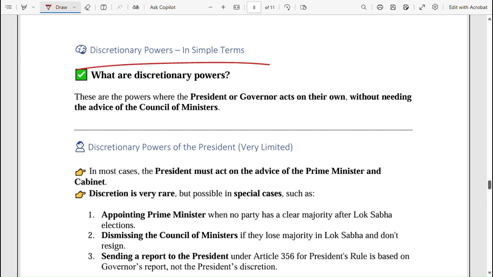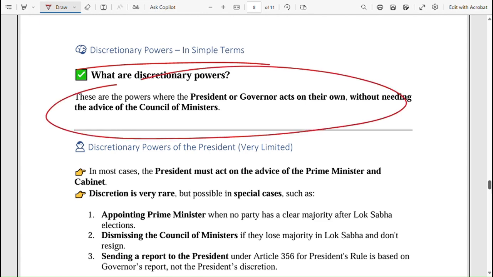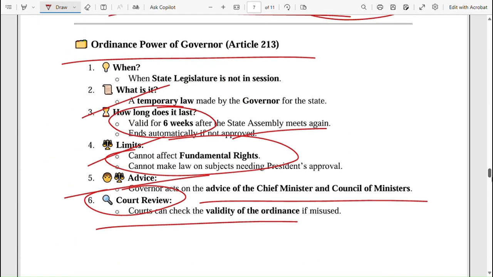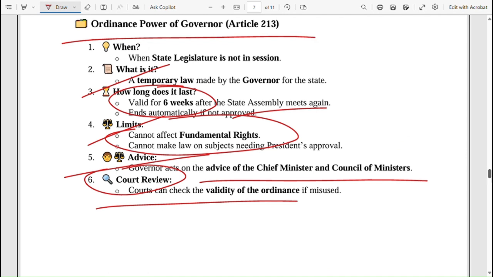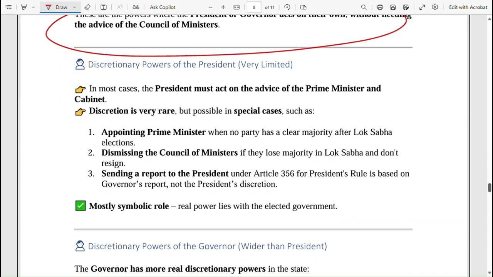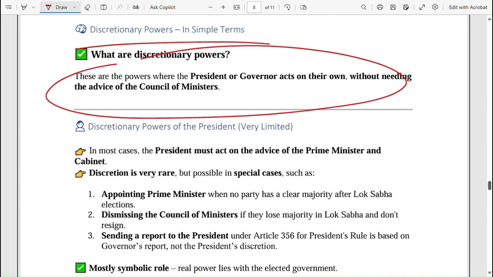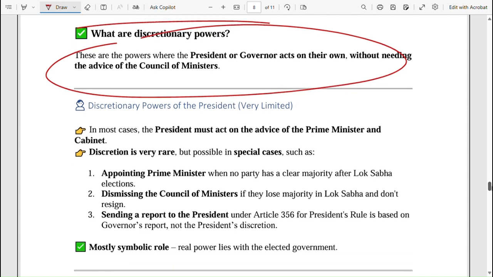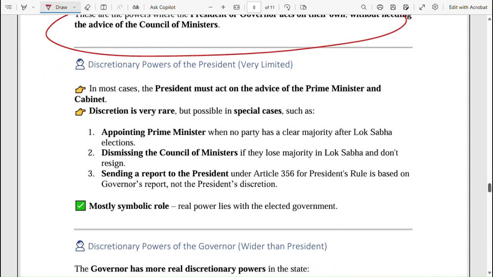Now, what is the discretionary power of the president? What are discretionary powers? These are the powers where the president or governor acts on their own without needing the advice of the council of ministers. Previously, we have seen, for example, during the ordinance power, the governor or president has to take the advice of the chief minister or the council of ministers. Whereas in discretionary power, that is not the case. Here, the president or governor can act on their own. They need not take the advice of the council of ministers.